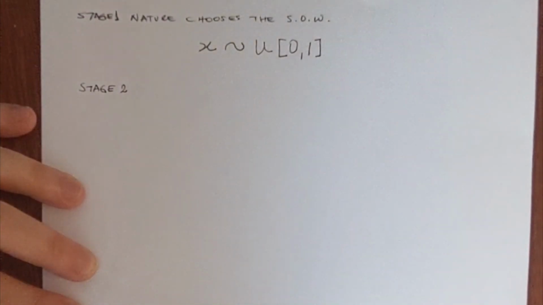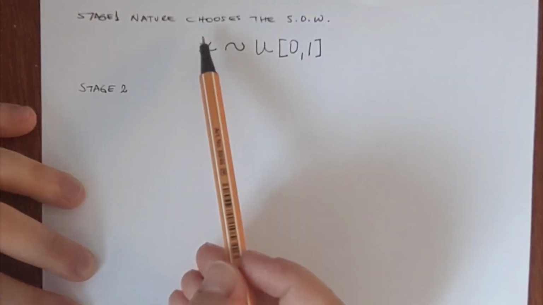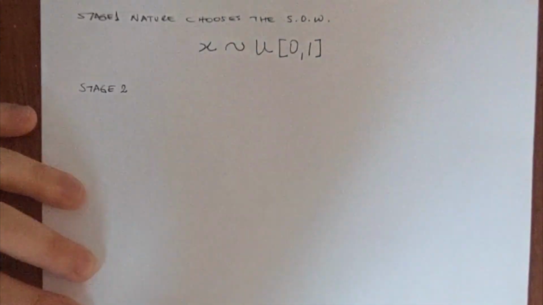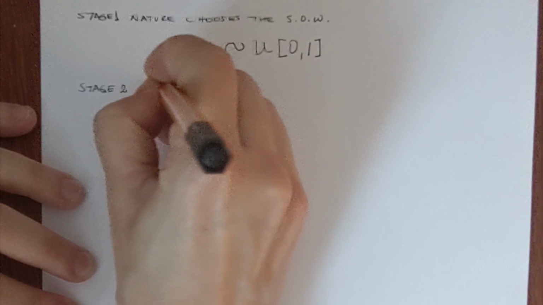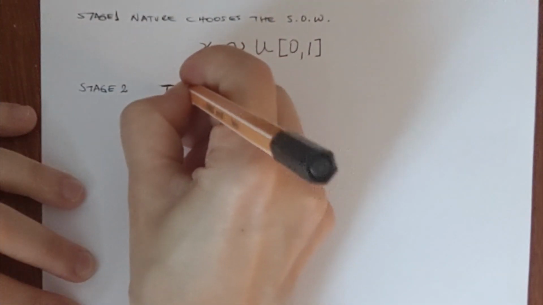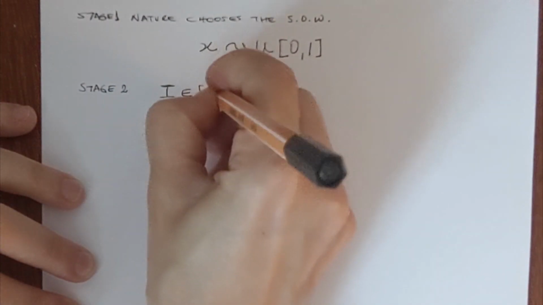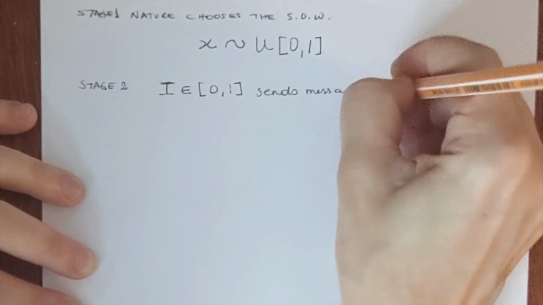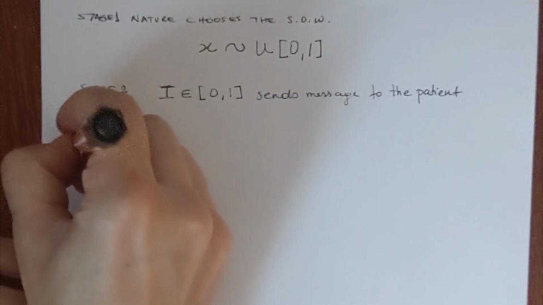Stage 2. First of all, the doctor in stage 2 observes what nature has chosen for him as his type and sends a message encoded as some information, which we call I, which is also going to be included within the interval 0-1. And he sends the message to the patient. Then there is stage 3.